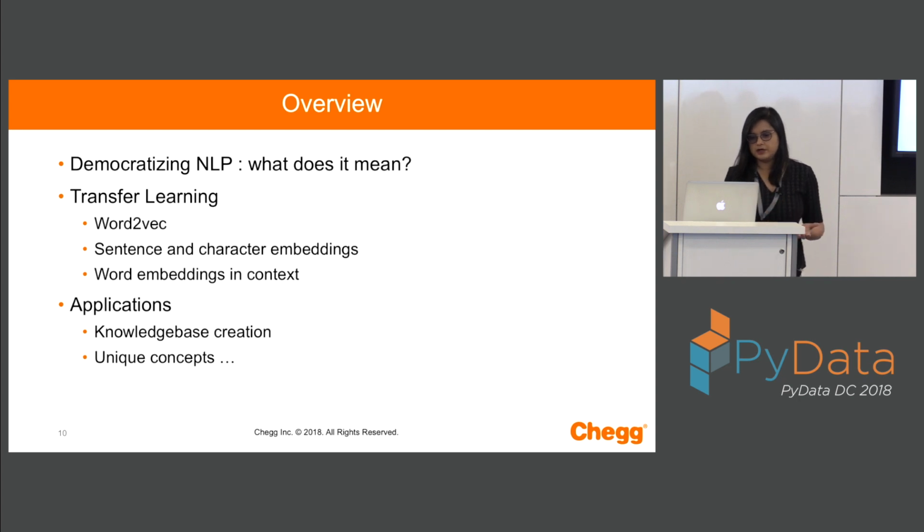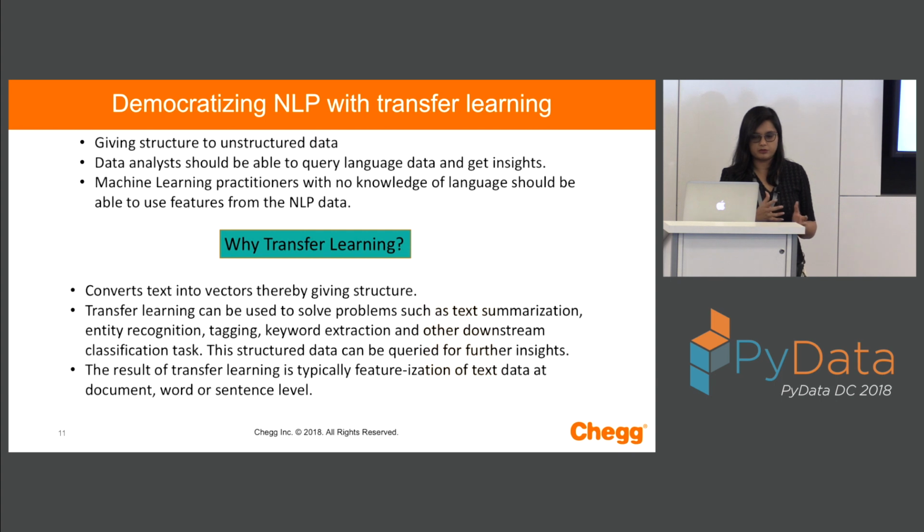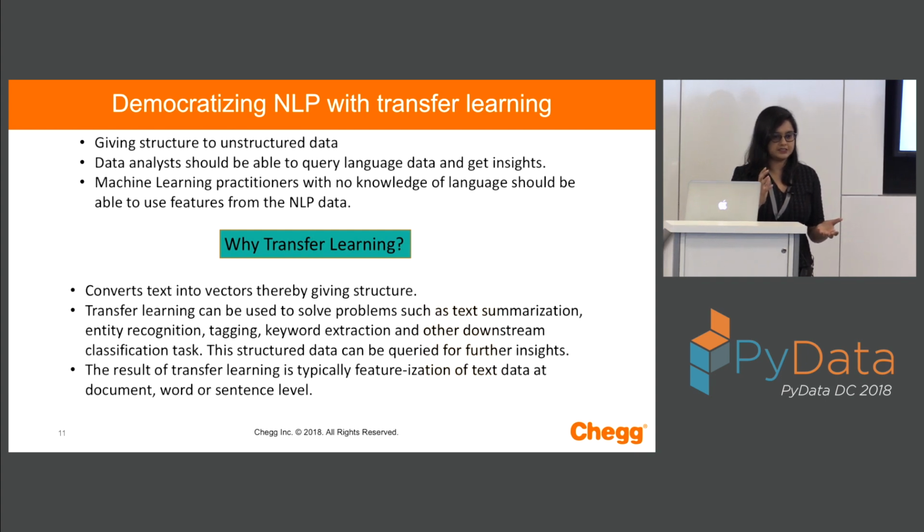So what do I mean by democratizing NLP? Well, we have a lot of text data. The first goal is to give some structure to that text data. If you have a lot of text data sitting somewhere, it doesn't help you in any way unless you can query it in some form. So one goal is not just data scientists, but data analysts should be able to query the data and get some meaningful results out of it.